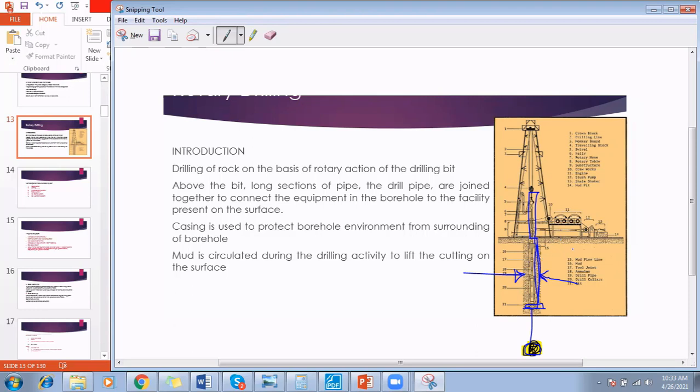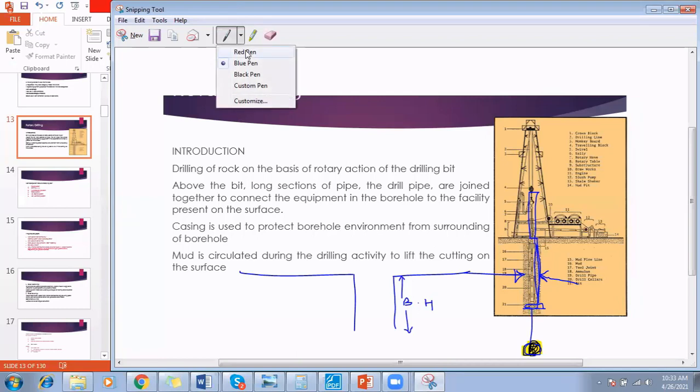And when you have drilled a borehole, what will be the next step? Let this be the surface, and you have drilled this borehole. Okay, this is the borehole, and this is the total depth of the borehole that you have drilled with rotary drilling.